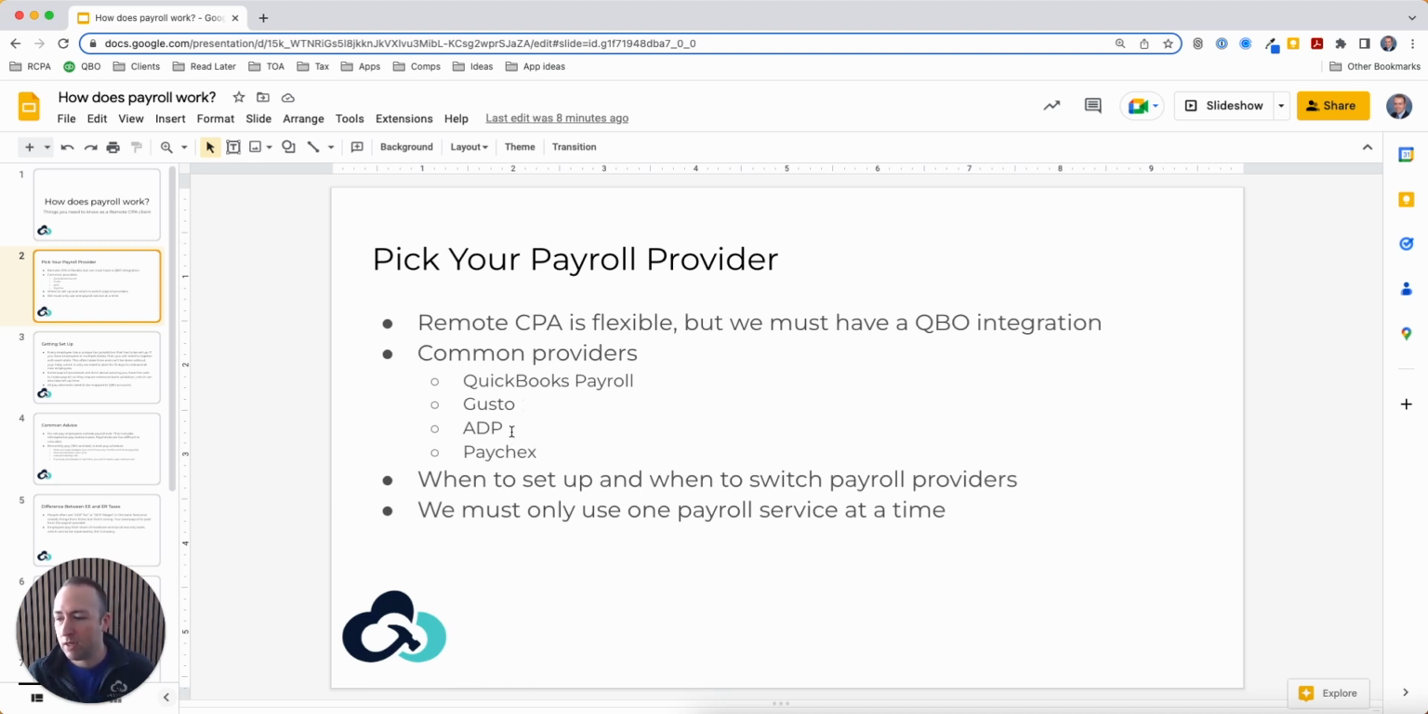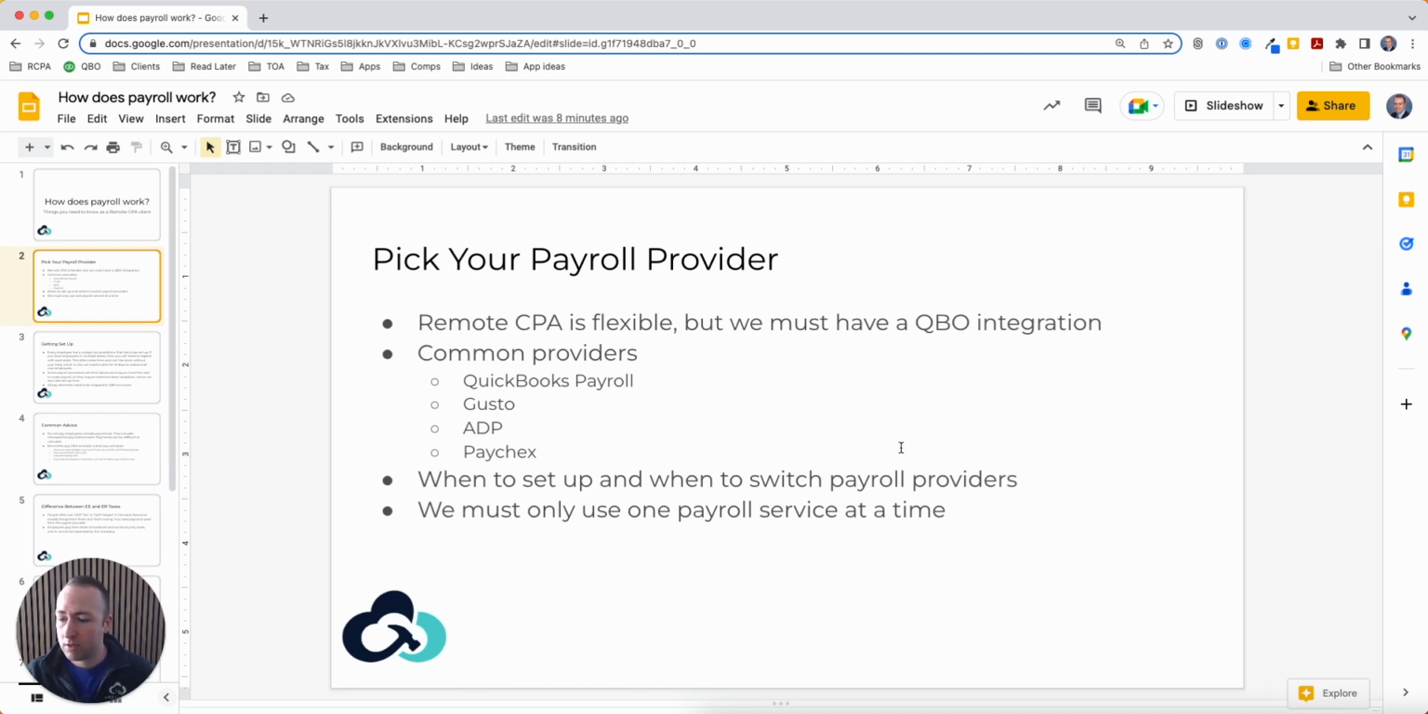Whereas ADP, they have the most experience globally, but they charge based on how many payrolls you run. So if you run a payroll and you make a mistake and you need to run another payroll to fix it, you would have to pay an additional fee. And then lastly, we don't have very much experience with Paychex, but we do have a client that uses them successfully and it integrates with QuickBooks. So we don't really have any complaints there.